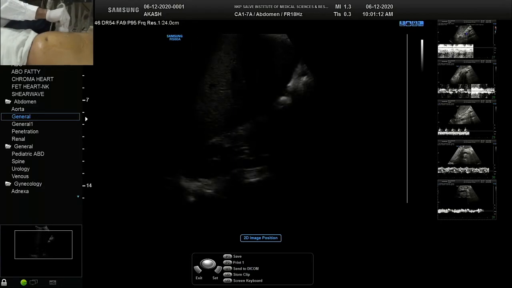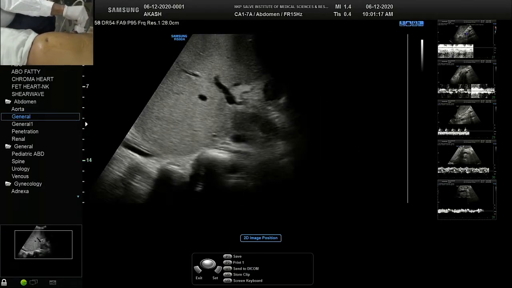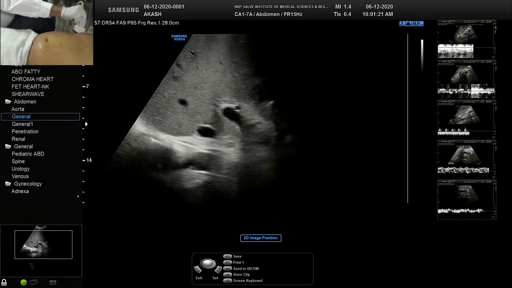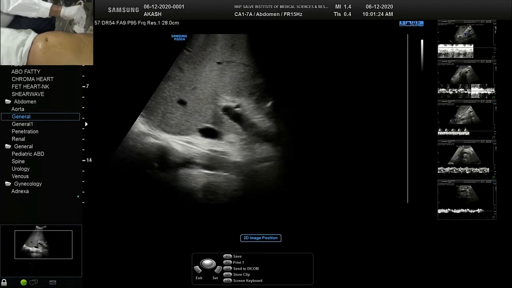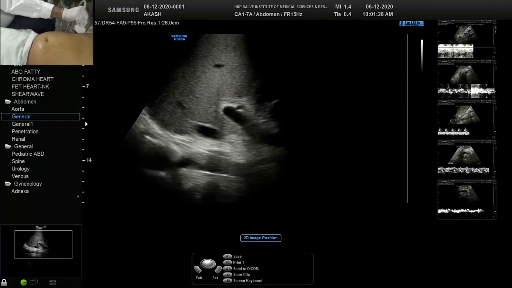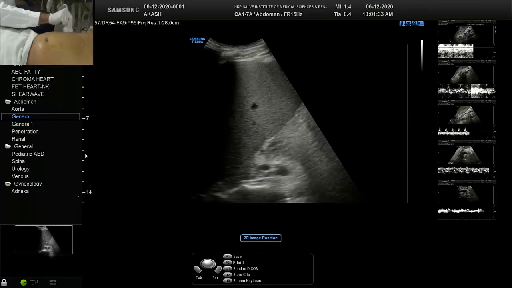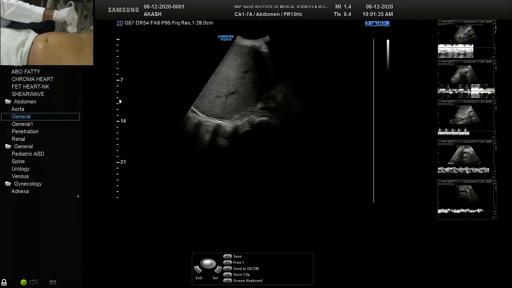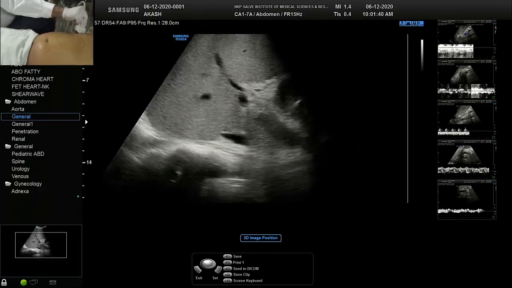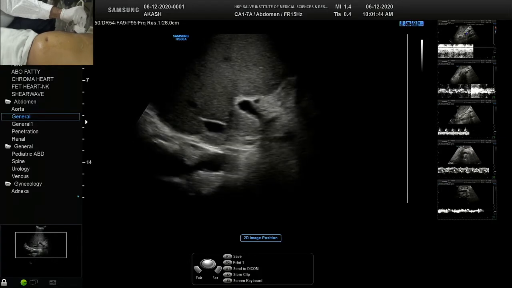So then we go to the porta to see the portal vein, what's happening there. That is the portal vein. We are seeing it right from the confluence. We see it is anechoic, and so we don't expect anything in the lumen. Magnify, get the visualization of the portal vein here, and now put the color.